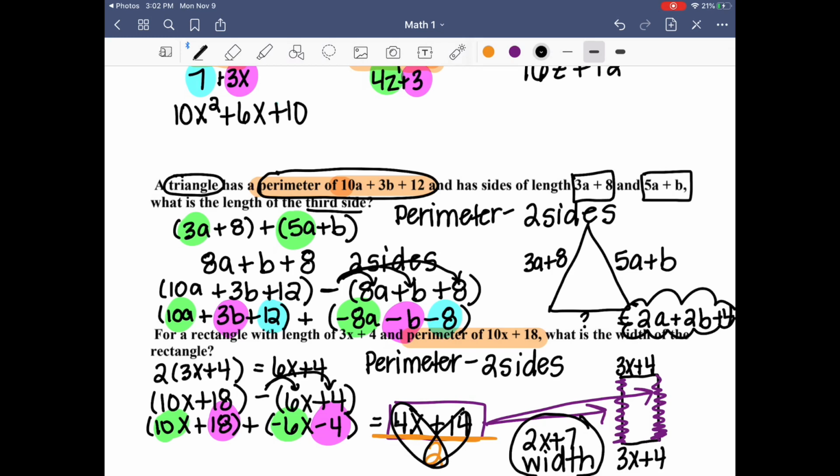So remember, when you combine like terms, they have to have the same variable, the same exponent. We want to make sure that my polynomials are in standard order, which is ordered from greatest to least. And when we're doing perimeter, that means we add up all the sides, or if we're working backwards, we subtract the sides from the perimeter.